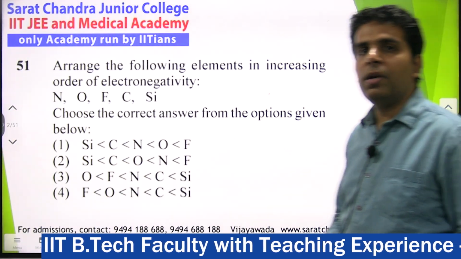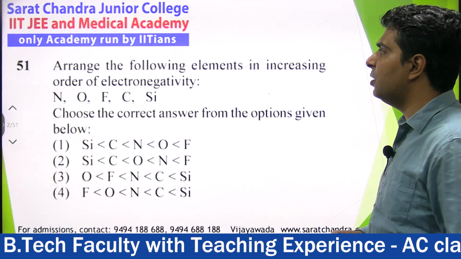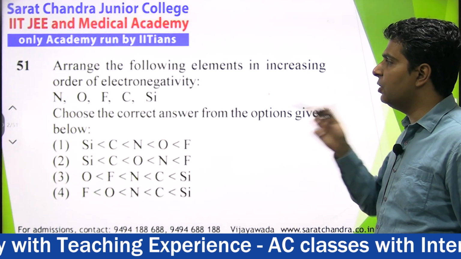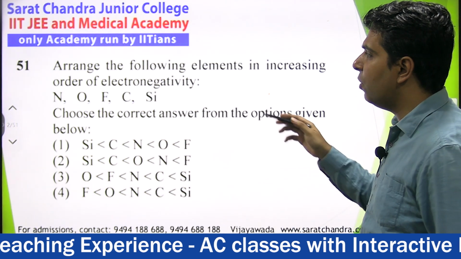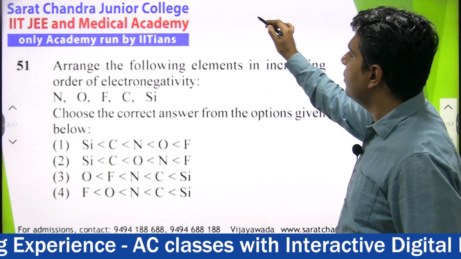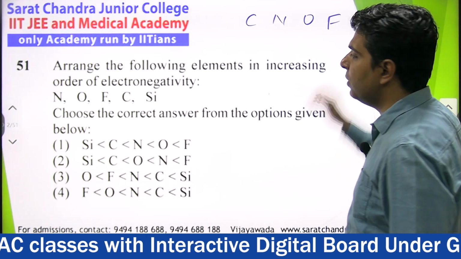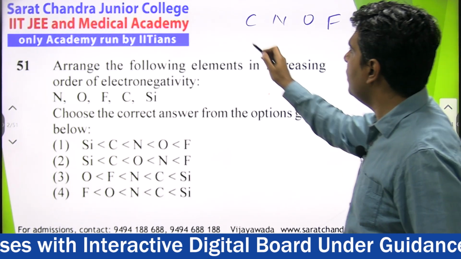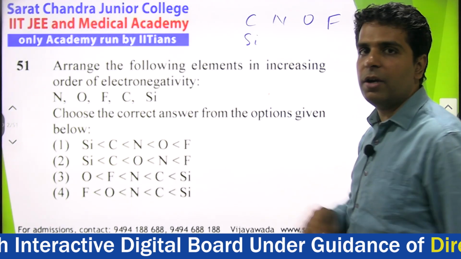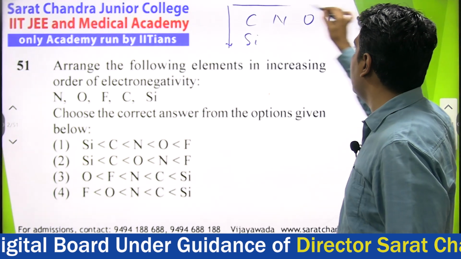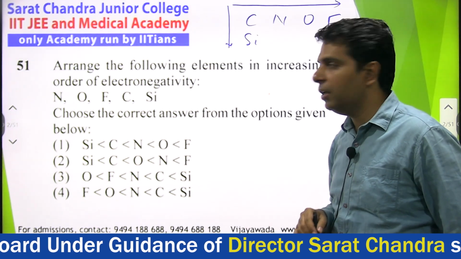So first question, arrange the following elements in increasing order of their electronegativity. So we have to arrange these elements: nitrogen, oxygen, fluorine, carbon, silicon. So carbon, nitrogen, oxygen, fluorine, these are elements of the same period, and silicon is below carbon in the periodic table. So we know down the group the electronegativity will decrease, and along the period the electronegativity will increase.